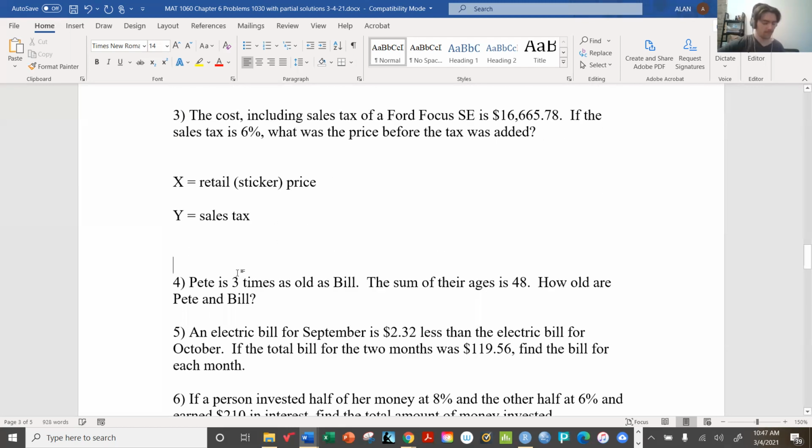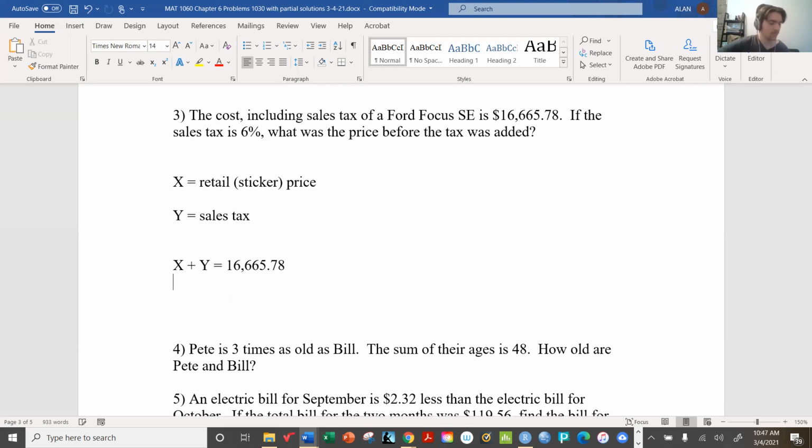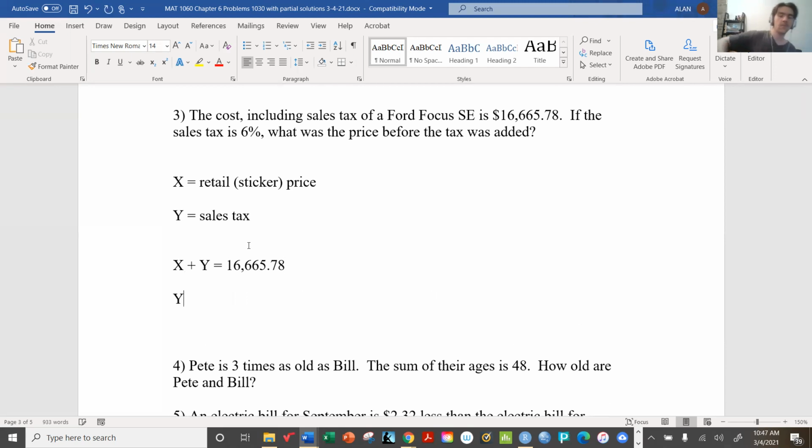Because what I want to be able to do is say, all right, well, we know for a fact that X plus Y is the full price that we actually end up paying, $16,665.78. What else do we know? Well, the sales tax, Y, is 6% of the retail price.